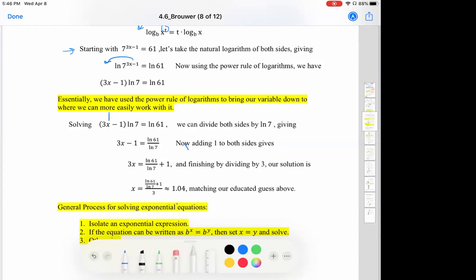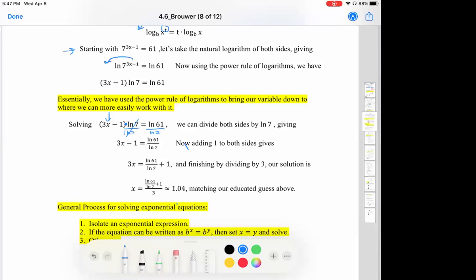And that's all we want. We just want to get x by itself. All right, so this is being multiplied by ln of 7. So let's go ahead and divide by ln of 7. That way that's gone, and we're left with 3x minus 1 is equal to ln of 61 divided by ln of 7. Now let's get x by itself.